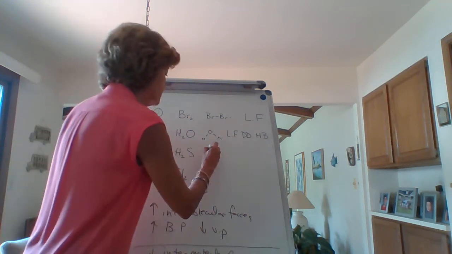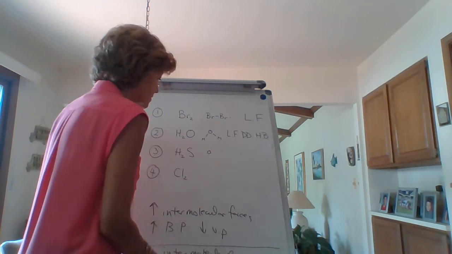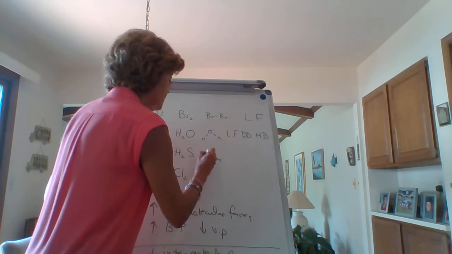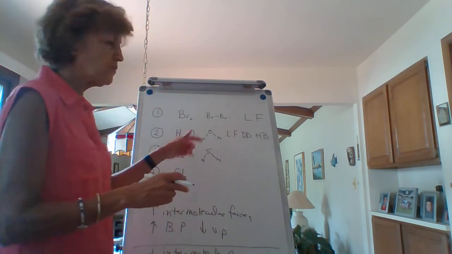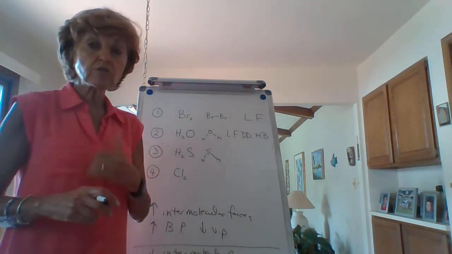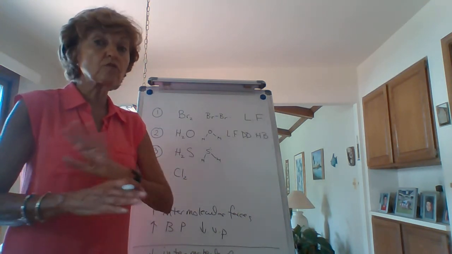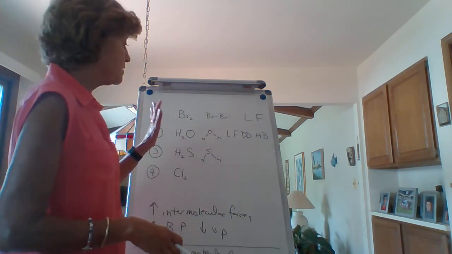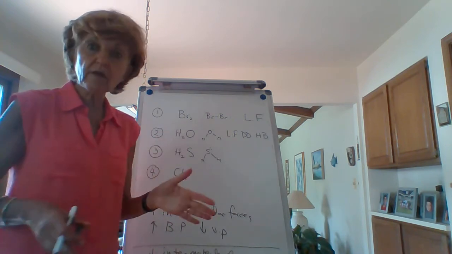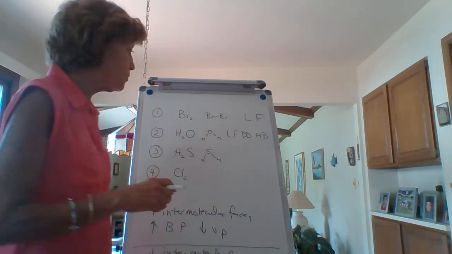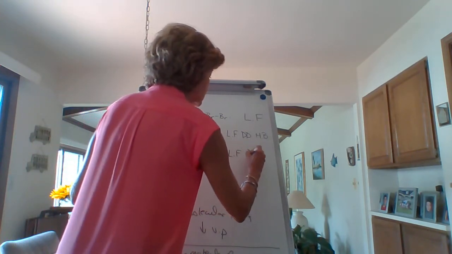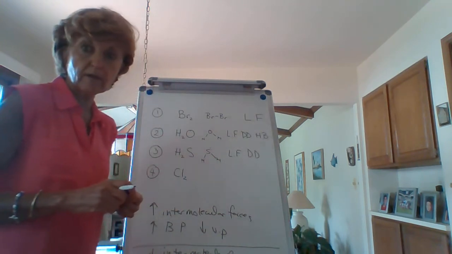H2S, hydrogen sulfide. Oops, don't put an O here, it says sulfur. Okay, so it's a polar molecule. It's got some lone pairs on the central atom, so it's definitely a polar molecule. But the hydrogen is not bonded to an FON, so there's no hydrogen bonding here. Can it do London force? Yes. Remember we said all molecules can do London force, polar and non-polar. So for this one, it's going to do London force and dipole-dipole, but no hydrogen bonding.